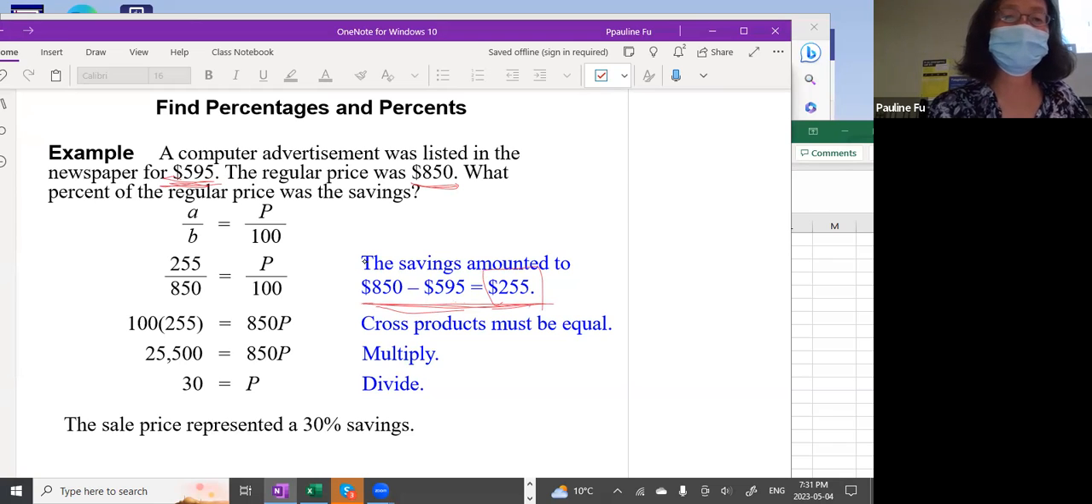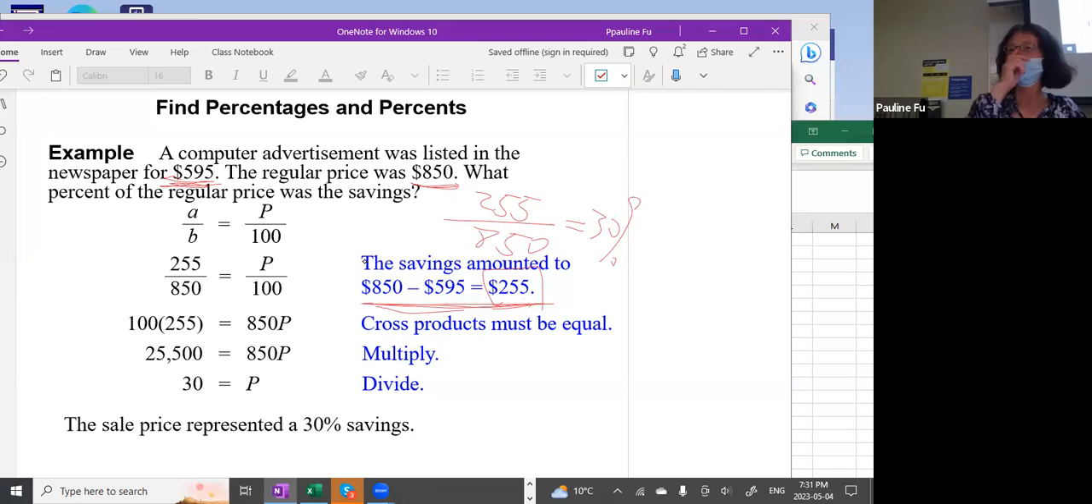And the question asks what percent of the regular price. So you use 255 divided by the regular price. That is the percent. The result is 30%. This is a common way, common sense. The other way, you use our formula here, A over B equal to P over 100. Any questions?